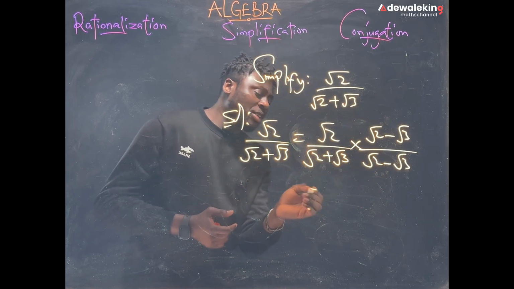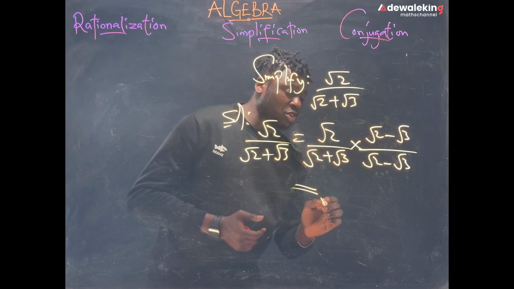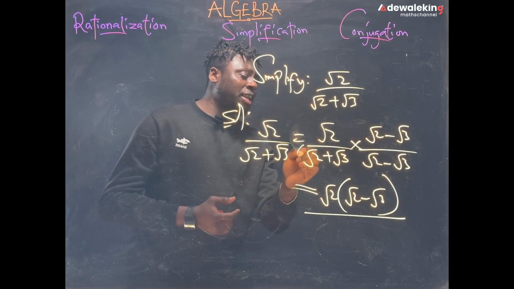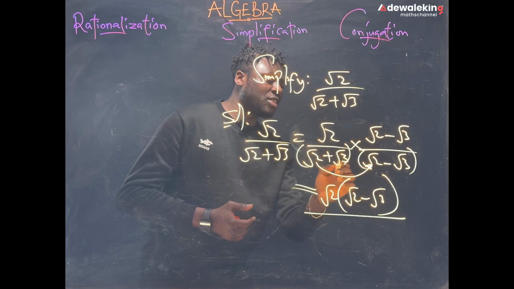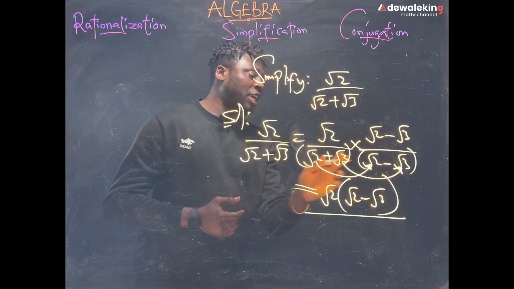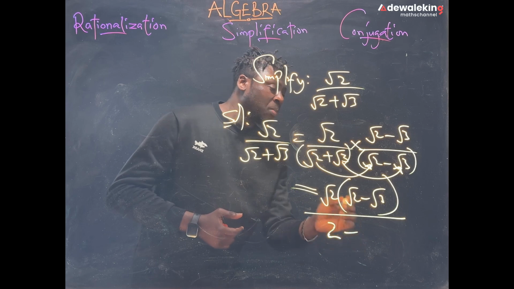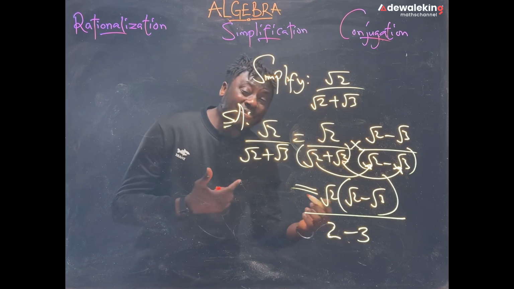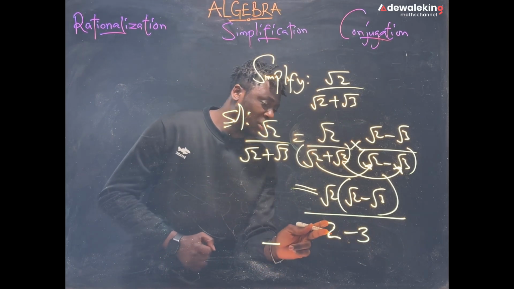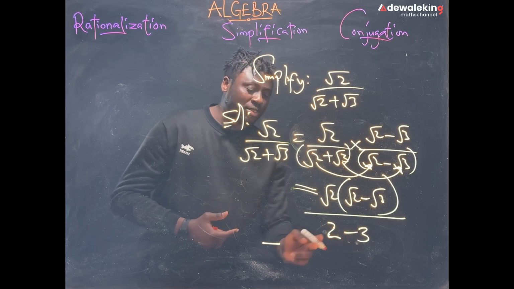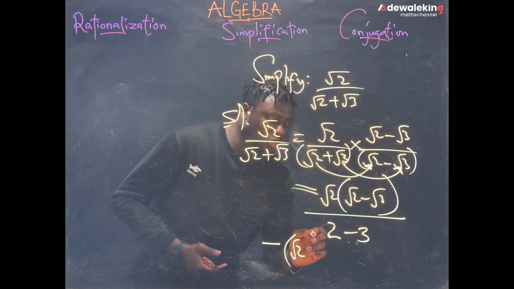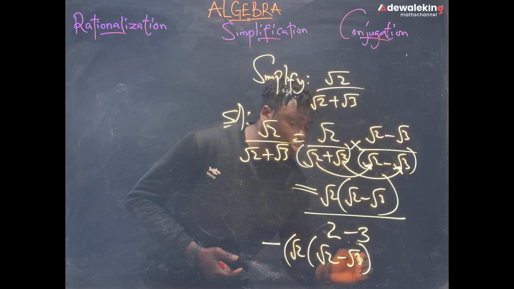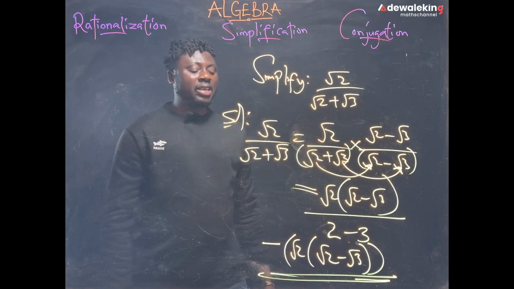So this times this will give us root 2 minus root 3 over, to multiply a conjugate, you multiply this to this, you multiply this to this. So root 2 times root 2 will give us 2. Plus times minus will give us minus. Root 3 times root 3 will give us 3. And the final answer will be minus, because 2 minus 3 is minus 1. So that will be minus bracket root 2 minus root 3. And this will be the answer.